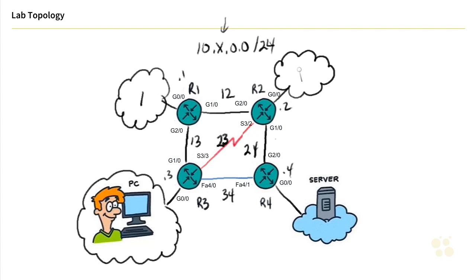So this is network 1, 10.1.0.0. This would be network 2, 10.2.0.0. This would be network 3, and this over here would be network 4. And that way, anytime you see an IP address, you'll know, oh, it ends with .4, that's R4. Or it ends with .1, that's R1. Or it's the 10.1 network, you'll know it's out here.